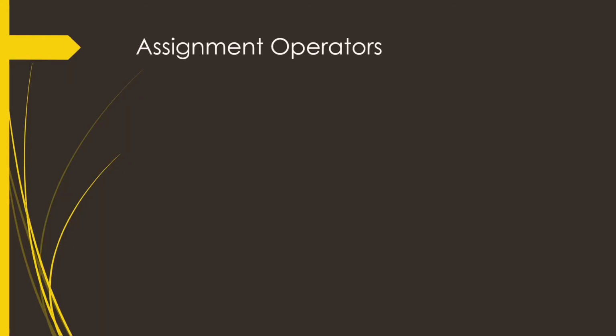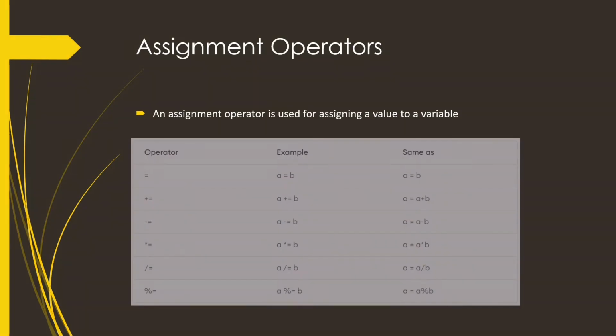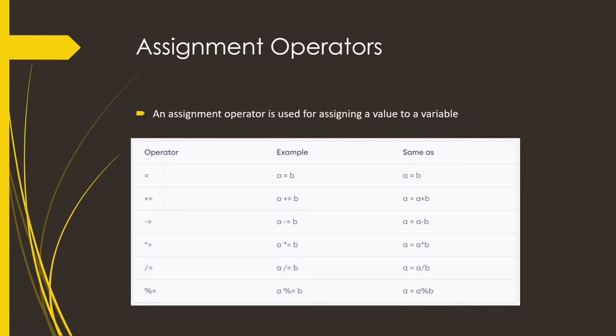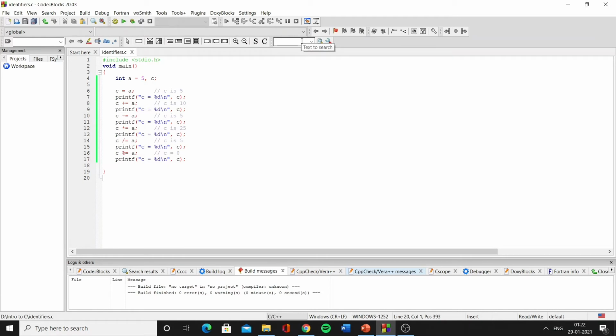Next are assignment operators. An assignment operator is used for assigning a value to a variable. The most common assignment operator is equal to, but it can also be used in combination with any of the arithmetic operators. As you can see in the list, a plus equals b is the same as a equals a plus b. Now let's look at the code to understand it better.